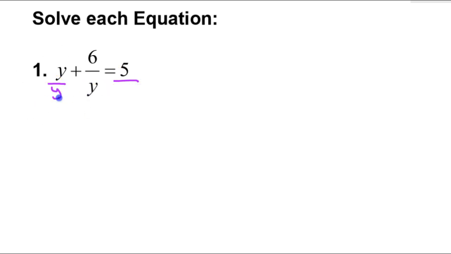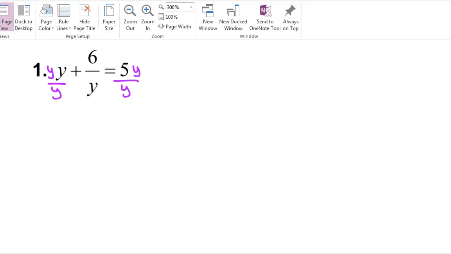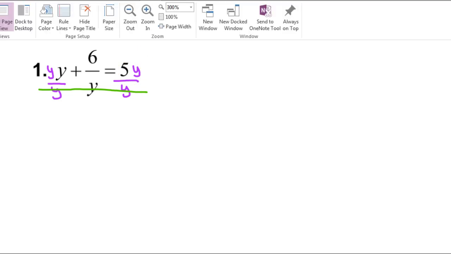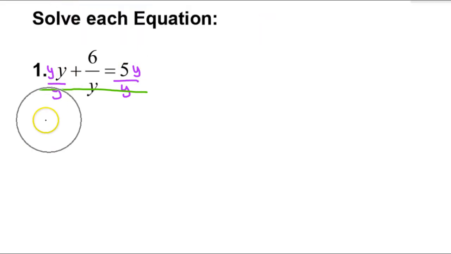So I need this to have a denominator of y. But that will only be legal if I also multiply the numerator by y. I also need this to have a denominator of y, so I'll have to put a y in the numerator as well. Once you have those like denominators, you can still have a valid equation if you cross them out. Okay, so that's going to leave me with y squared plus 6 is equal to 5y.